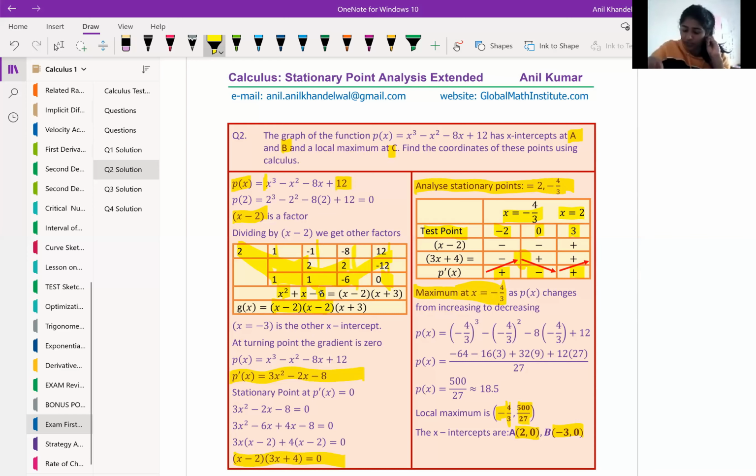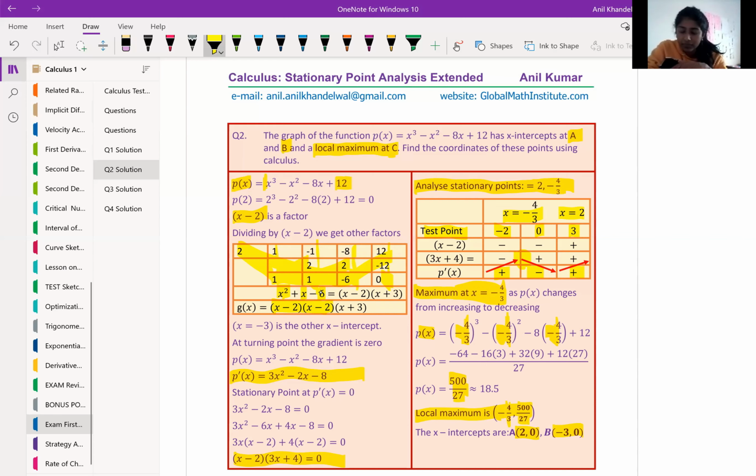Correct. So that shows we have a maximum at minus 4 over 3. We are interested in the maximum, right? Correct. Once we find that it's at minus 4 over 3, we need to find the y value. So I took minus 4 over 3 and subbed it into p of x. I just used the calculator, and I got 500 over 27. Good job. Can you leave it like that, or is a decimal better?